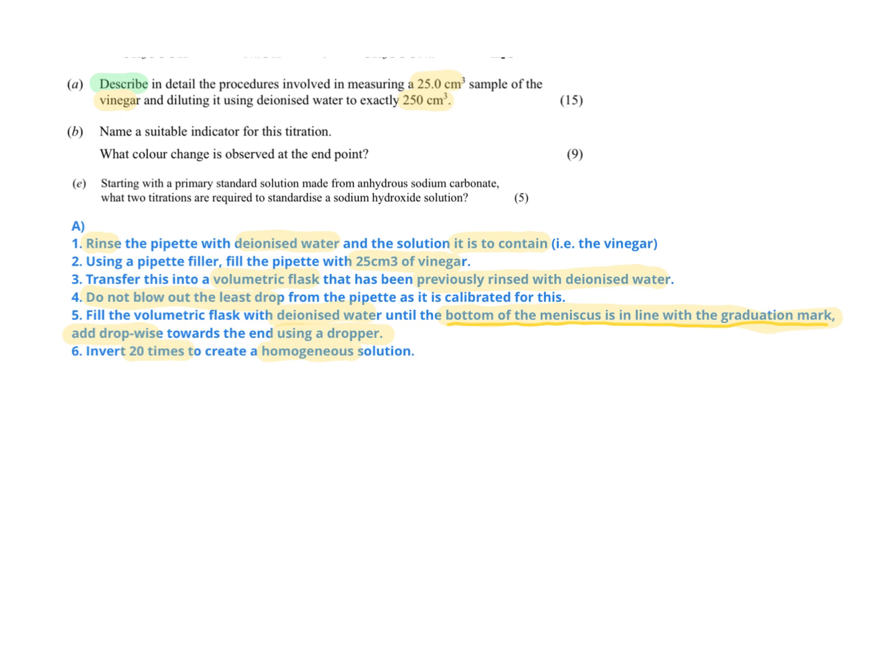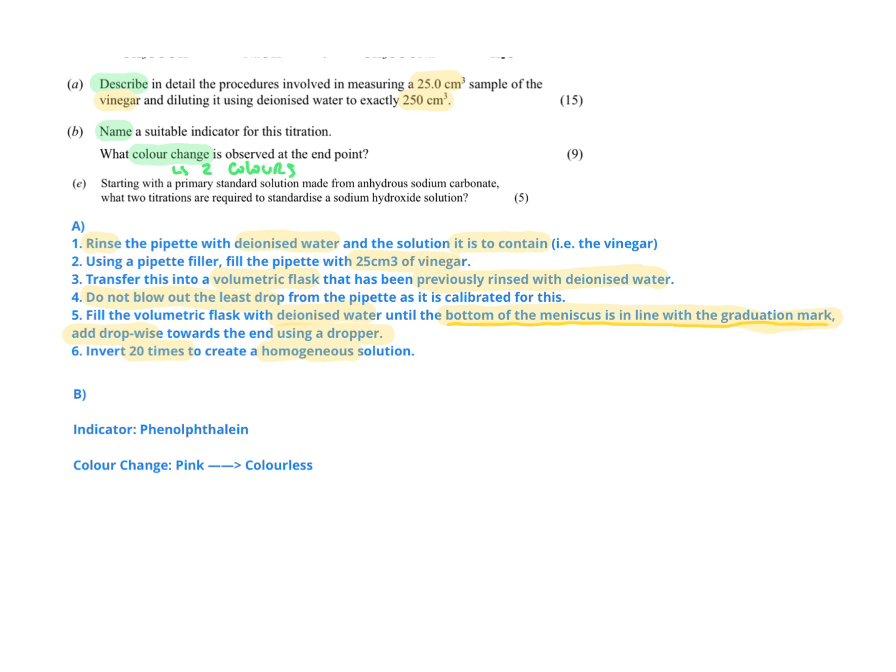So the next part of this question, part B, asks you to name your indicator and your colour change. So the indicator, it says name, so that means you're just going to name it. And they're looking for a colour change. So when they're looking for a colour change, you need to ensure that you give 2 colours, and I said that on the last slide.